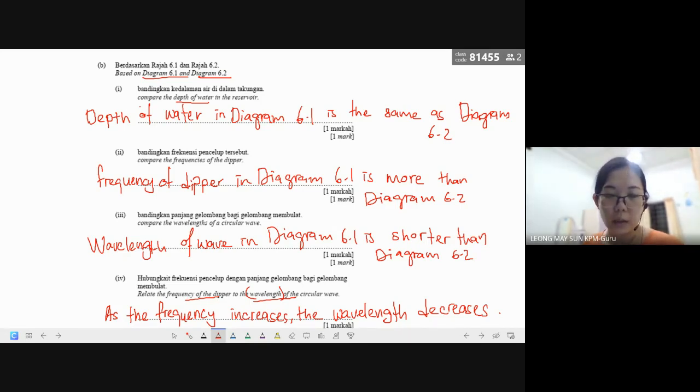Please do take note once again, the word relate can also ask you to deduce a relationship. Either give the relationship, relate, or deduce the relationship of the frequency and the wavelength. You need to use the words increase and decrease. We cannot accept directly proportional, inversely proportional, linearly increasing, or linearly decreasing in this kind of question.